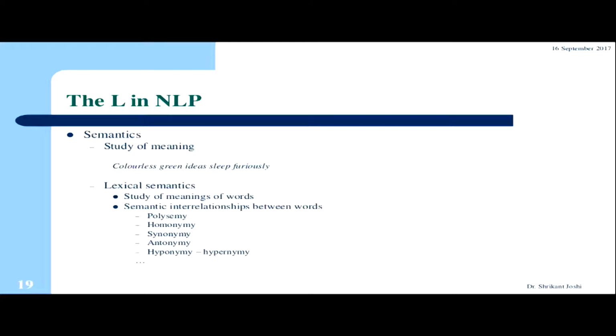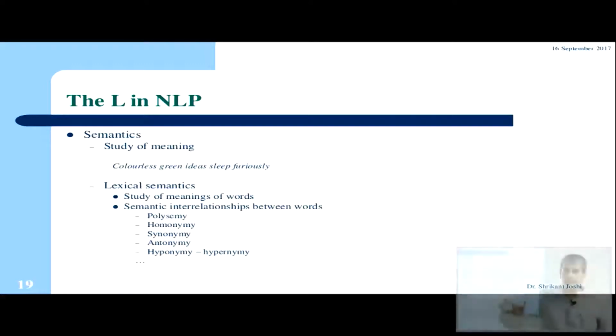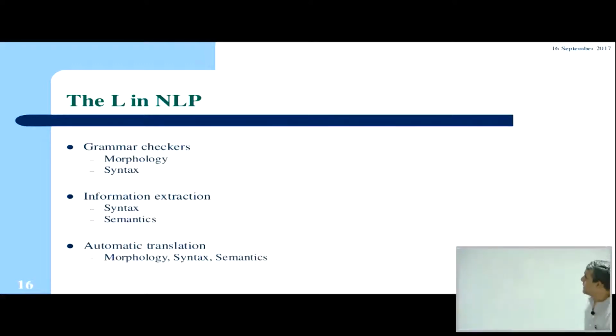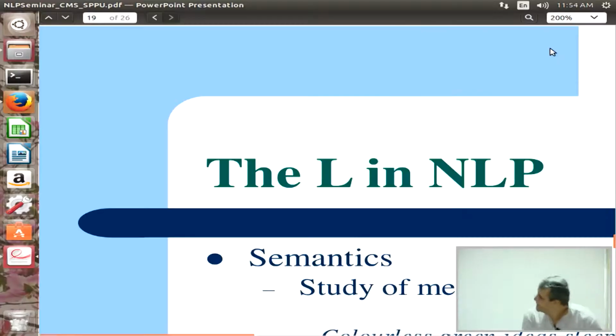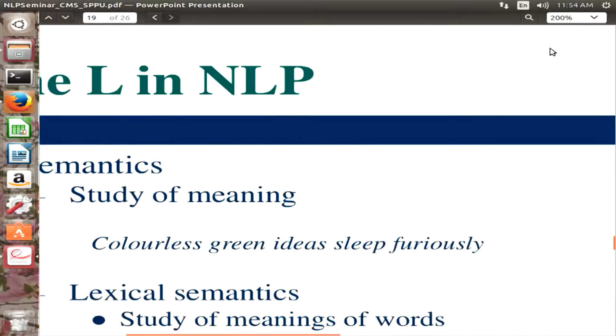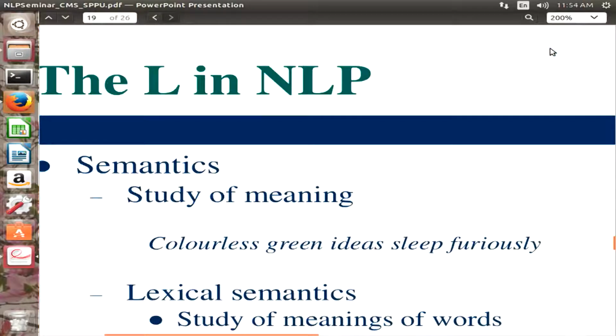Then semantics. Semantics is the study of meaning. Remember, I'll just go back. Over here, we have morphology, syntax. Now we are looking at semantics. It's the study of meaning, and there's the most famous sentence in linguistics. Can you read it all? If you are doing linguistics, you cannot escape this sentence. Colorless green ideas sleep furiously. Proposed by Noam Chomsky, the great Chomsky.